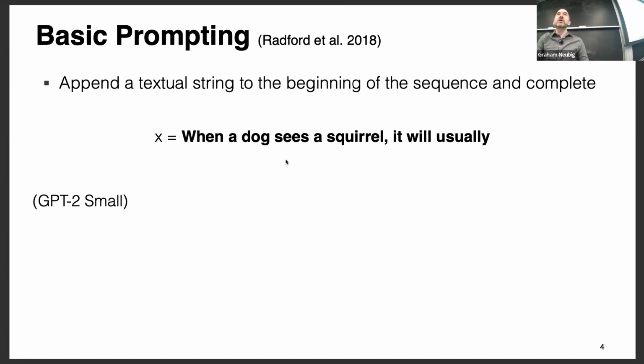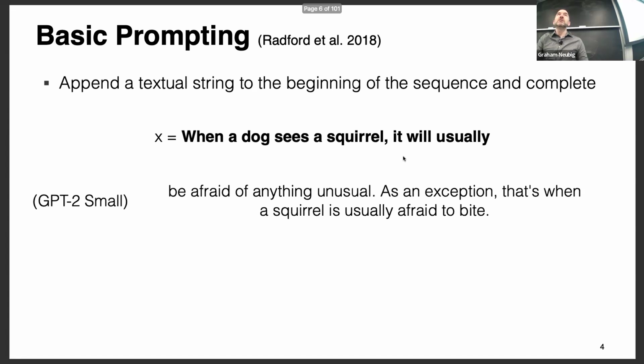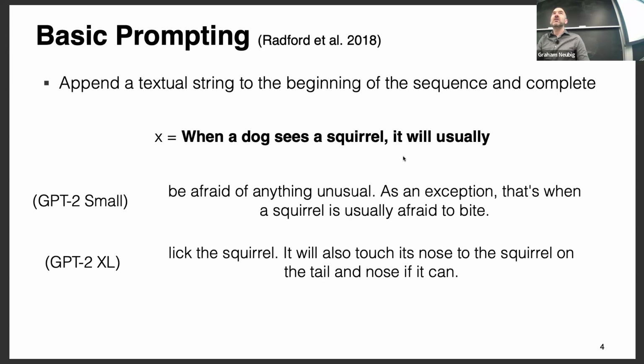So I put in "when a dog sees a squirrel, it will usually" into GPT-2 small, which is a very small language model, and it says "be afraid of anything unusual. As an exception, that's when a squirrel is usually afraid to bite." So as you can see, if the model's not super great, you get a kind of not very great response also. But then I fed it into GPT-2 XL, and what it says is, "when a dog sees a squirrel, it will usually lick the squirrel. It will also touch its nose to the squirrel on the tail and nose if it can," which might be true.